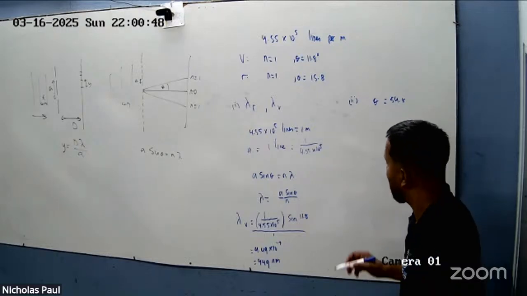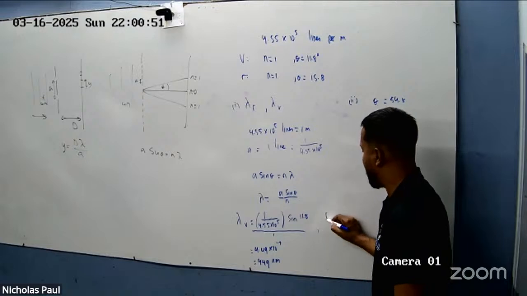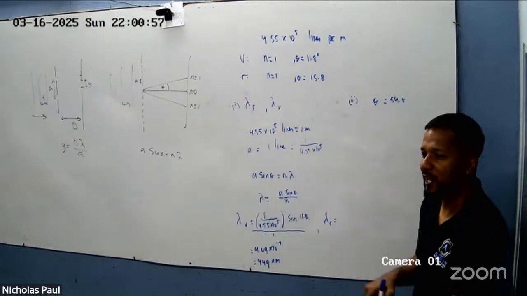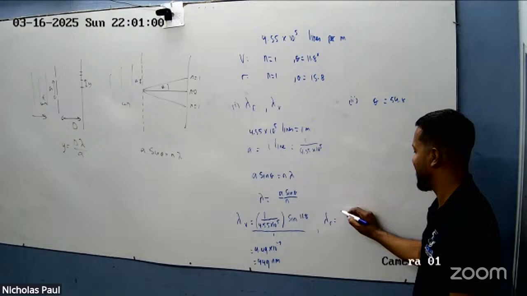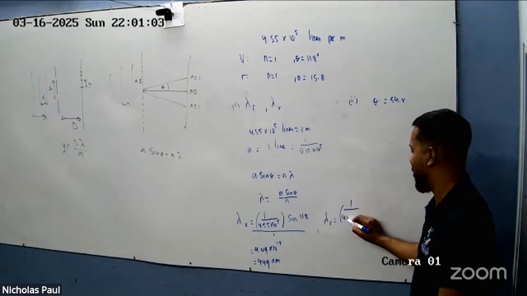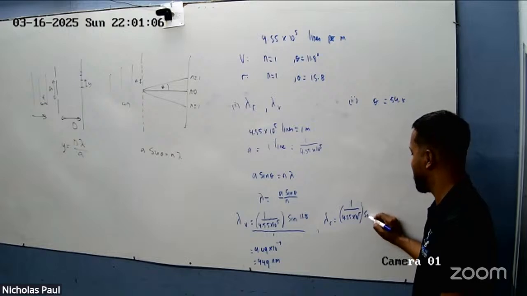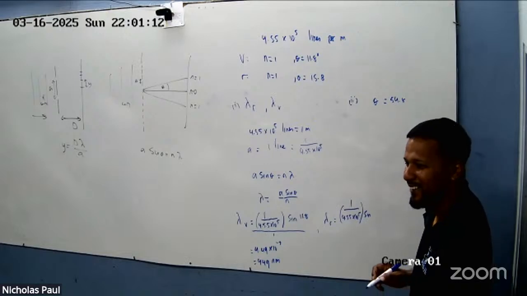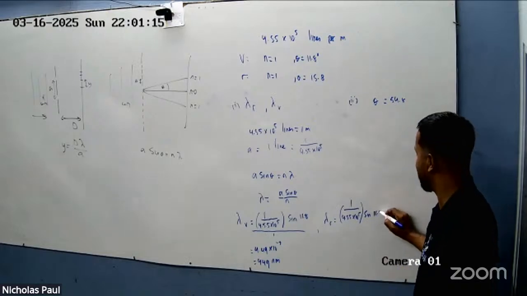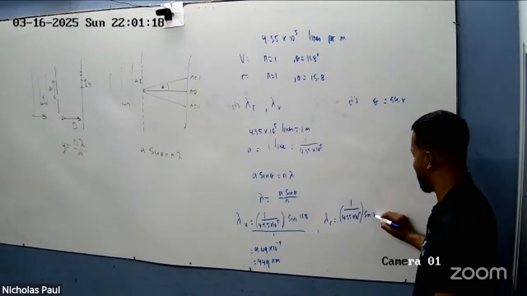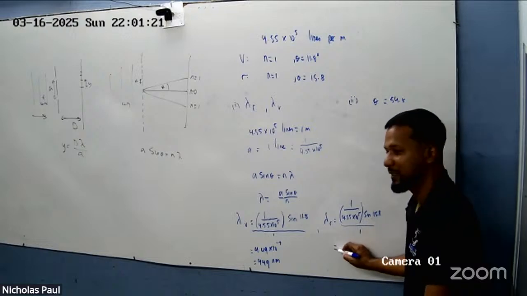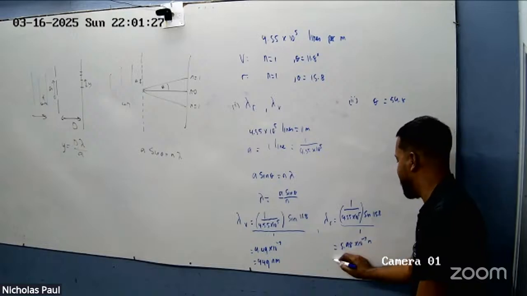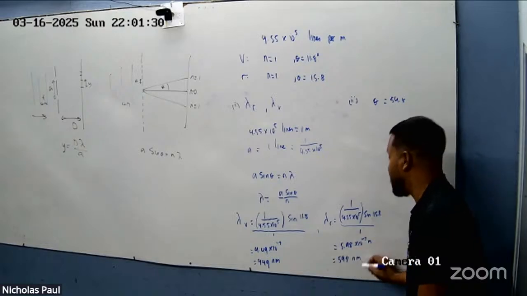And what's the wavelength for red? 4.55 by 10 to the 5, sine 15.8. It's a simple one. What I got here is 5.98 by 10 to the -7, which is 598 nanometers.